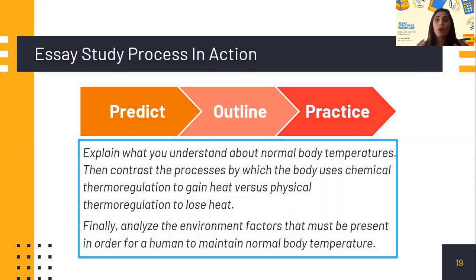All right, so this is the essay topic that this student has read through the chapters and the subheaders and determined is the likely essay topic that they will be tested on when they get their final exam. Explain what you understand about normal body temperatures, then contrast the processes by which the body uses chemical thermoregulation to gain heat versus physical thermoregulation to lose heat.